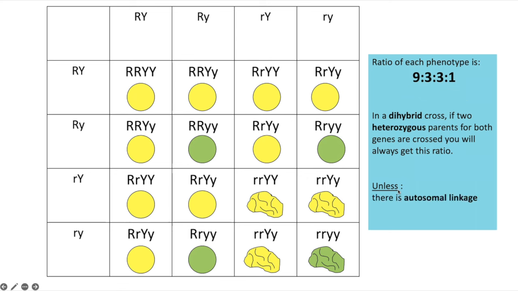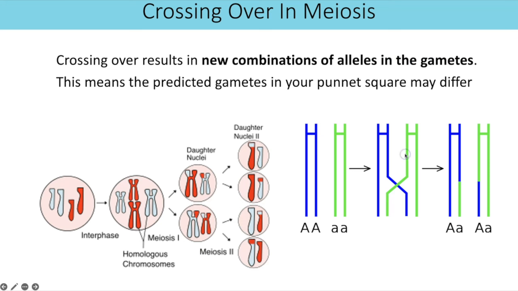Unless there is autosomal linkage, which we're going to have a look at, or if there's crossing over in meiosis, or if epistasis has occurred as well. So crossing over in meiosis creates new combinations of alleles in the gametes. That means what you predicted in your Punnett square may not happen.